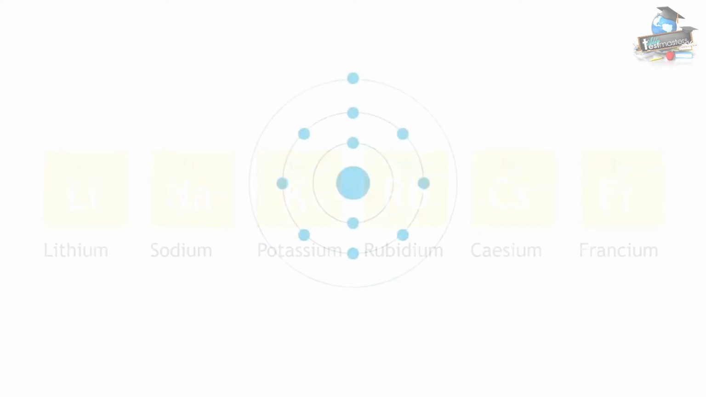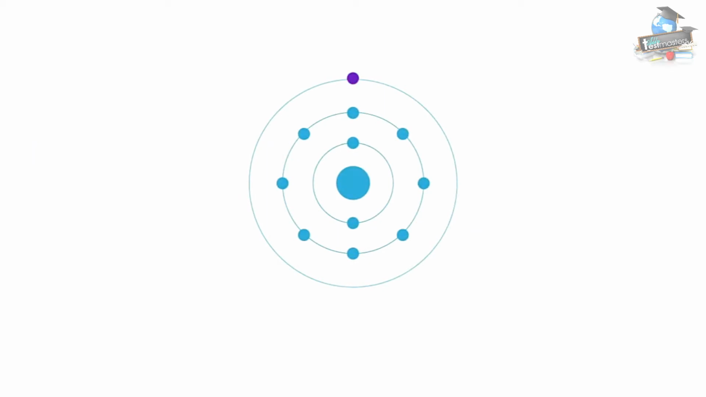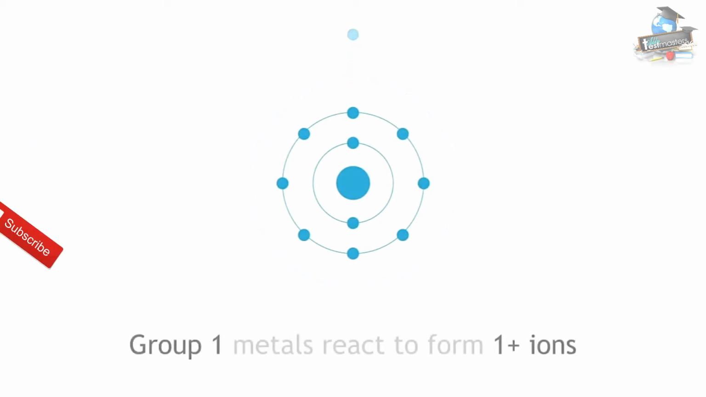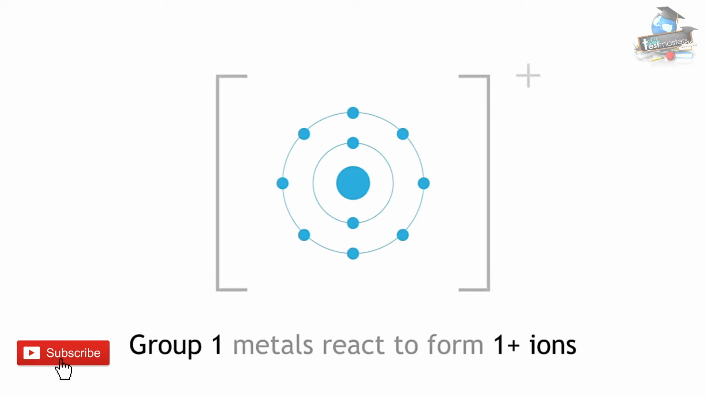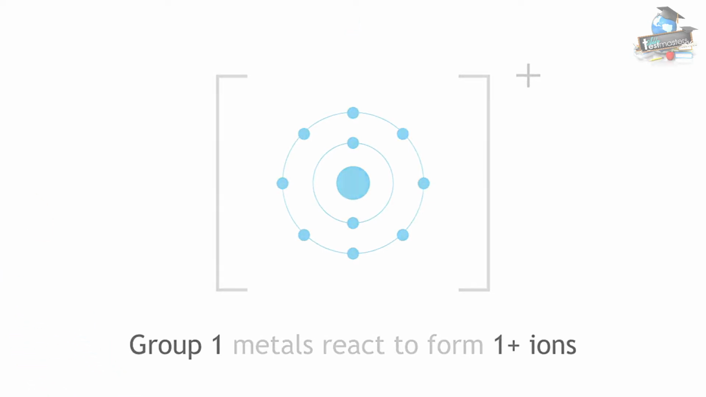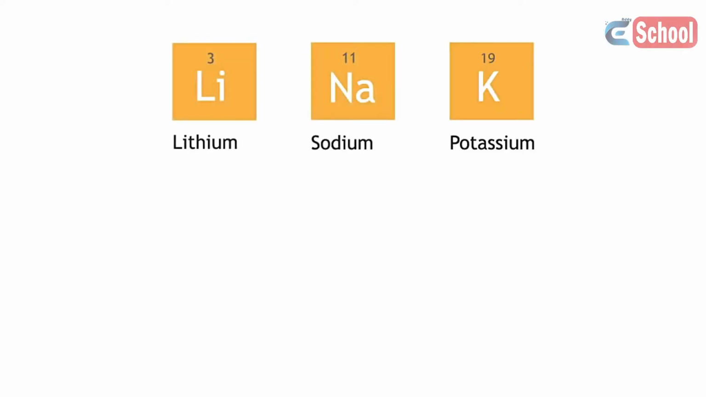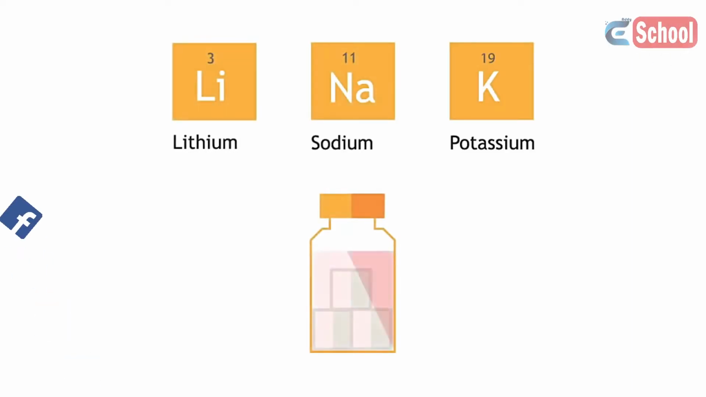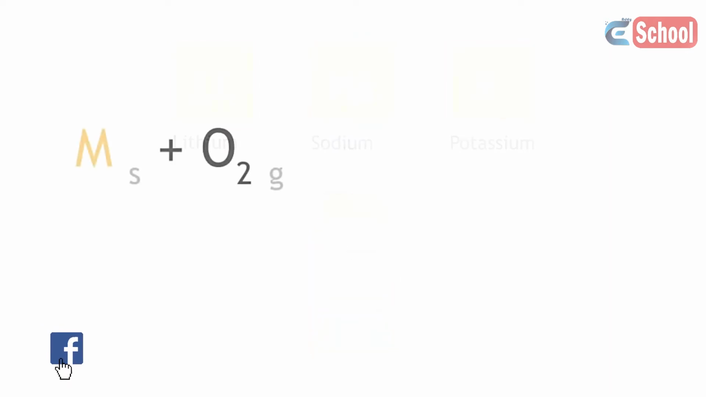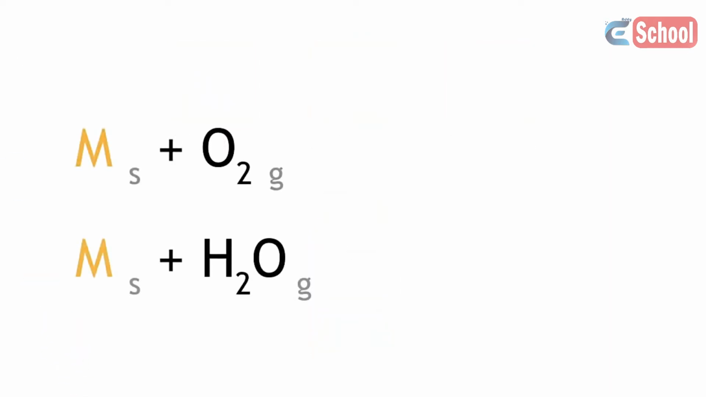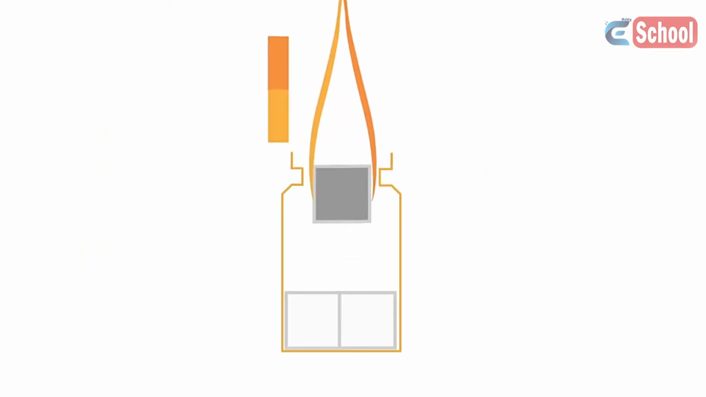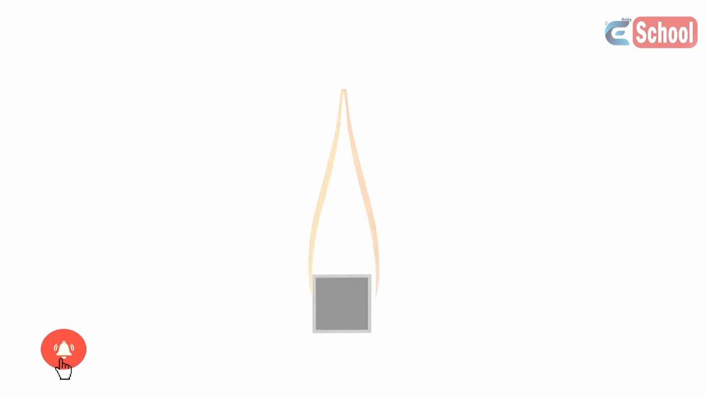These metals all have one electron in their valence shell and can lose this valence electron to form an ion with a +1 charge. Let's do a practical with lithium, sodium, and potassium. These metals are stored in oil as they readily react with oxygen and water vapor in air to form a layer of oxides.